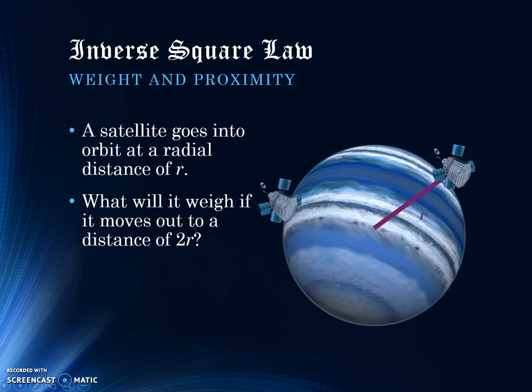There it goes. Round it goes. It has a certain weight, mg. g is no longer 9.81. g is now whatever the strength of the gravitational field is out here, GM over r squared. What will that satellite weigh if it moves out into a higher orbit at a distance of 2r?